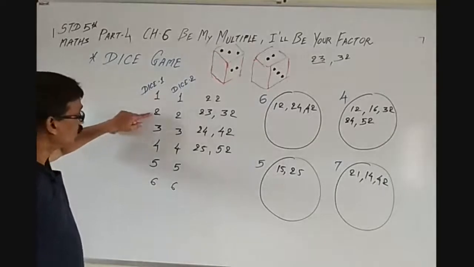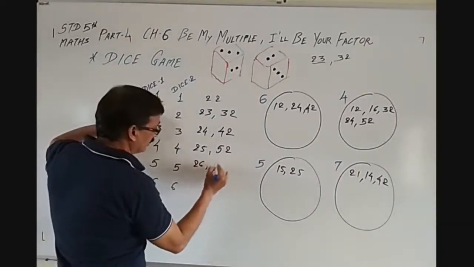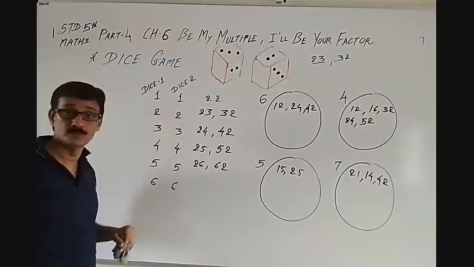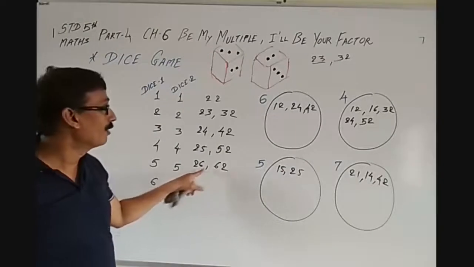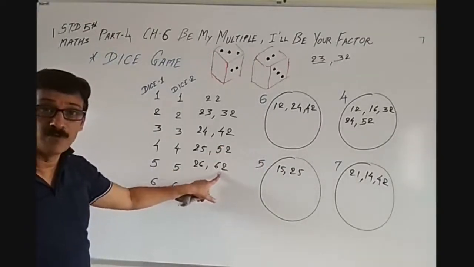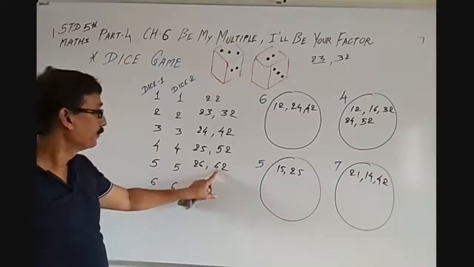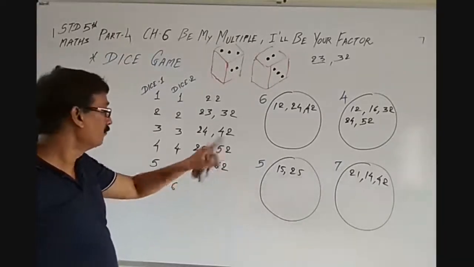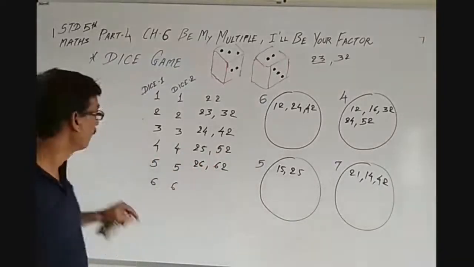Now 2 with 6. 26 and 62. 26 is not a multiple of any of these, and 62 is also not a multiple of any of these. So 62 and 26 will not come.